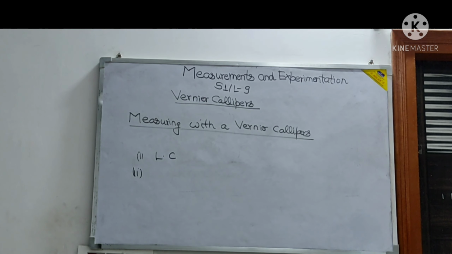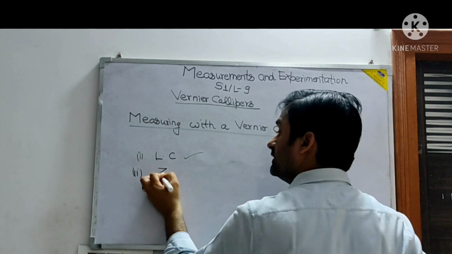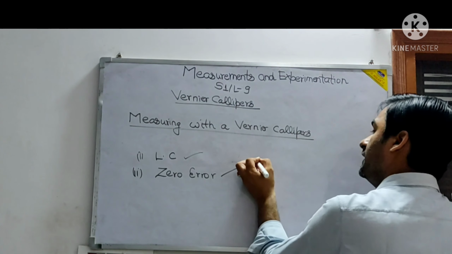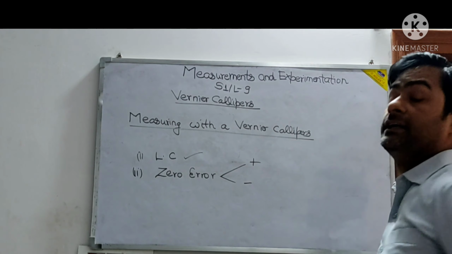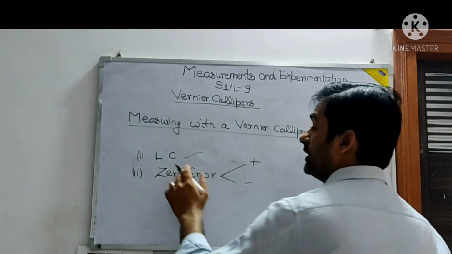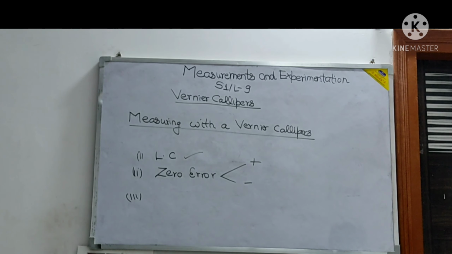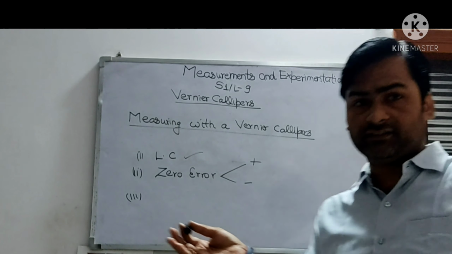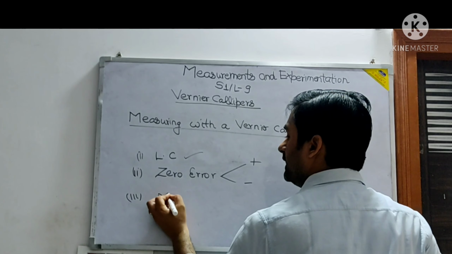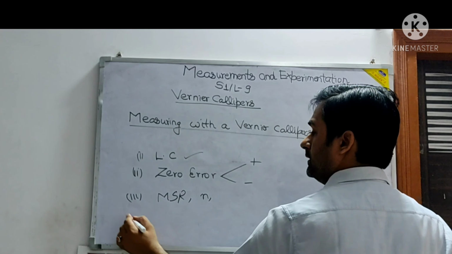Then what will you do? So the first thing is to determine the least count. The second thing is to check for zero error. It may be positive or negative, or it may be that the zero of the main scale and the zero of the vernier scale are coinciding, so there is no zero error. The third point is that you open the jaws and fix the object in it, and then after fixing that, find the main scale reading and the coinciding division.